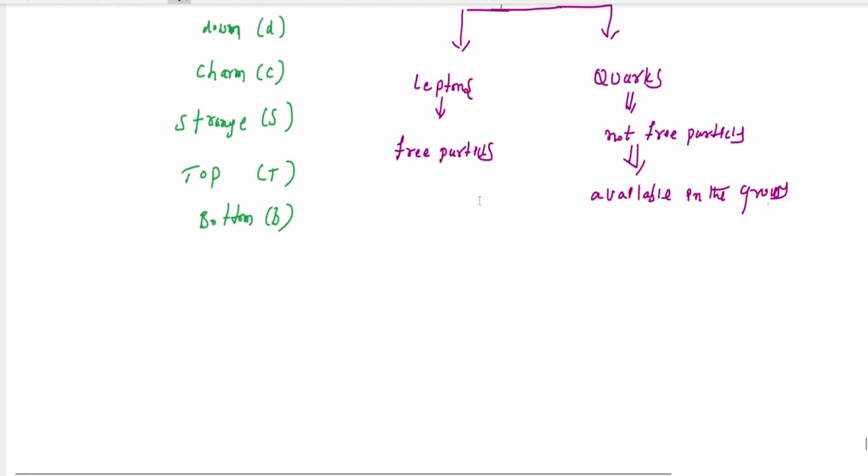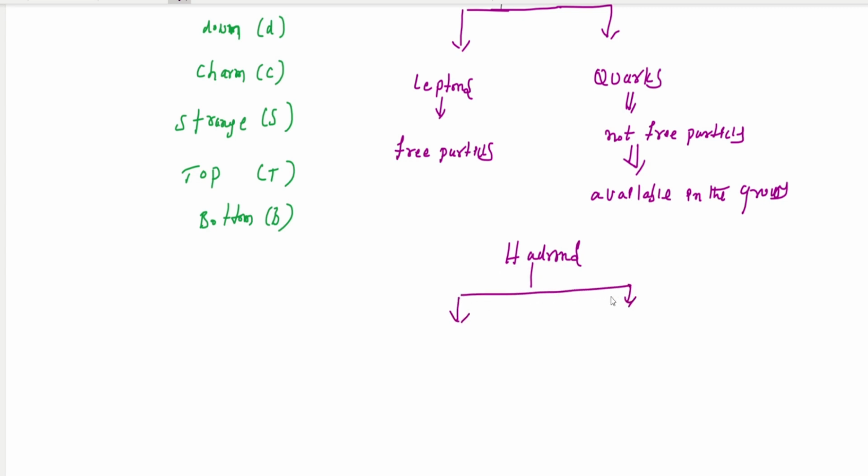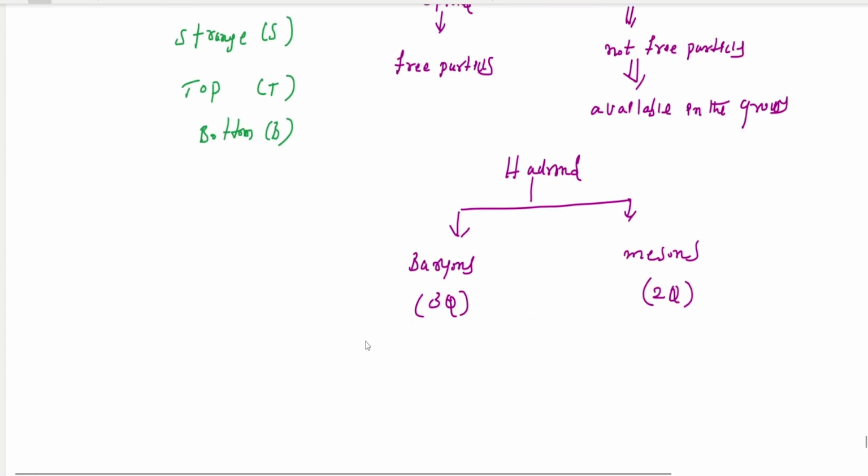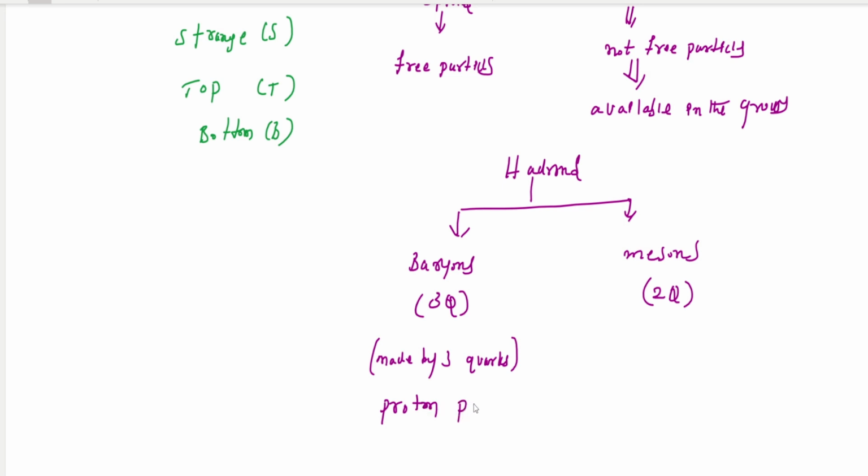So we already know the hadron. We already discussed this classification. So hadrons are two types. Baryons, mesons are there. Okay. So mesons are 2q category, baryons are 3q category. Very, very important. So these baryons are made by three quarks. So for example, we take proton p equal to up, up, and down. So this is an example.